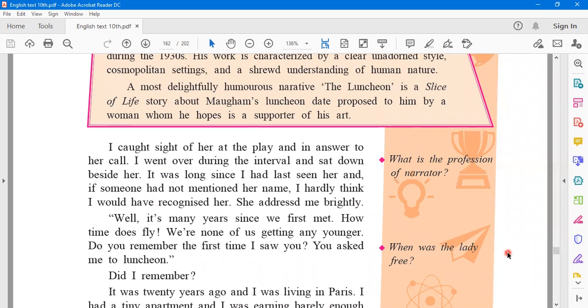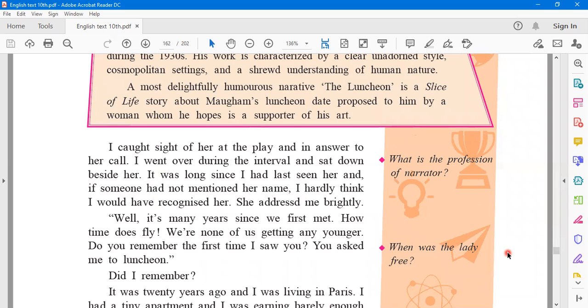Do you remember the first time I saw you? You asked me to luncheon. Do you remember 20 years ago when I first saw you? You invited me to have lunch. Did I remember? Now, till here, it is the present.